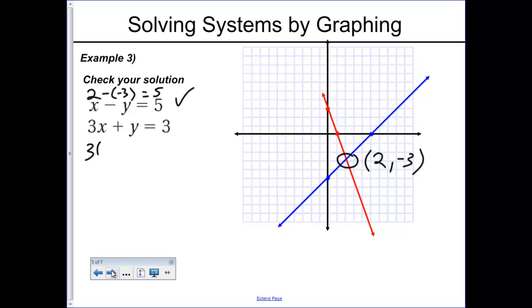And here we have 3 times 2 plus a -3. Does that equal 3? Well, that's 6 plus a -3. Yes, it does equal 3. It checks out there. Therefore, this is my solution.